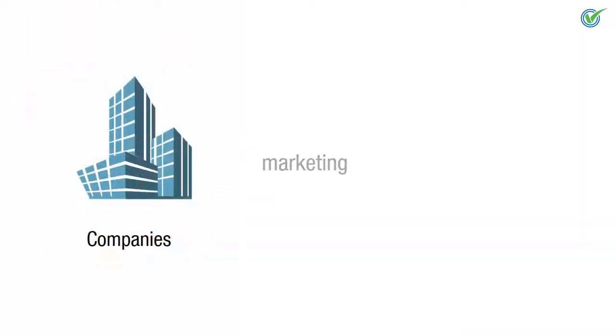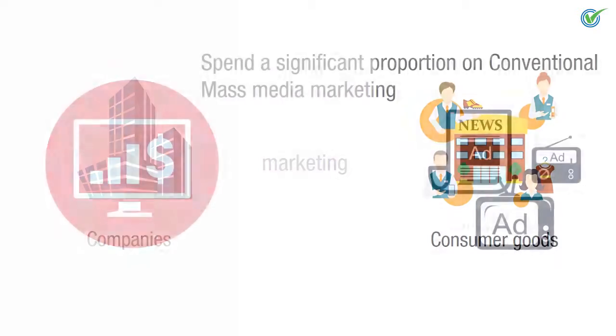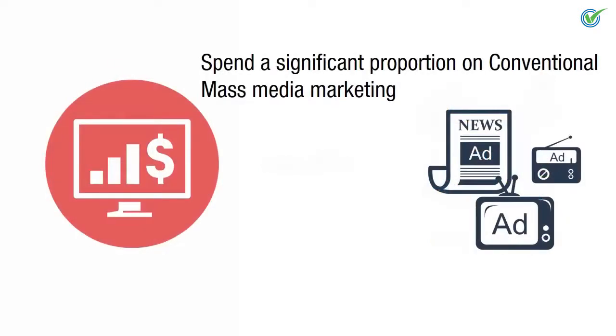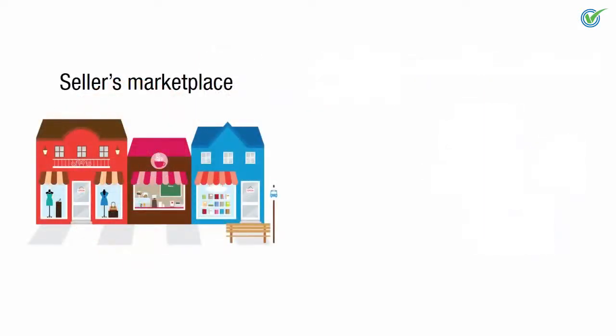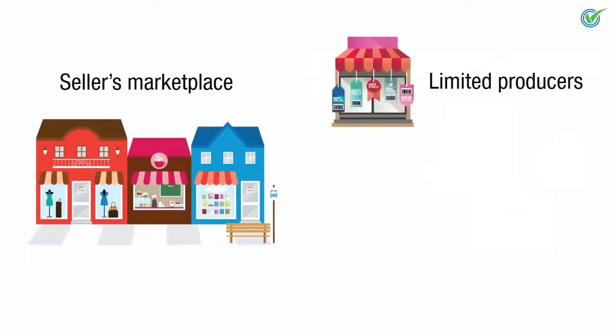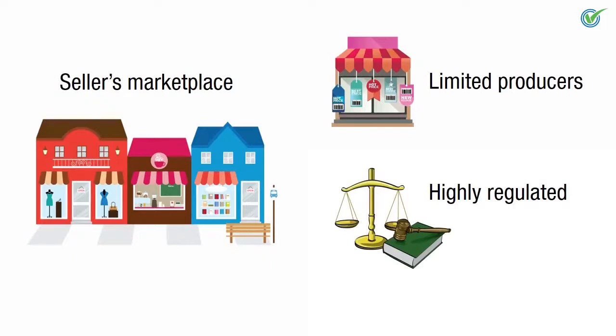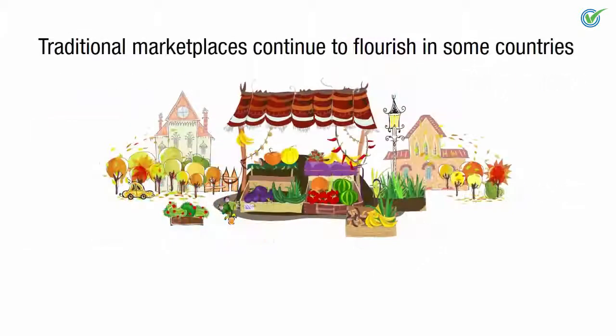Some companies marketing consumer goods continue to spend a significant portion of their marketing budget on conventional mass media marketing. In some cases, a seller's marketplace continues to be the reality for certain commodities that have a limited number of producers, or where the production is highly regulated by the government or controlled by monopolies or duopolies. Similarly, in some regions or countries, traditional marketplaces continue to flourish.